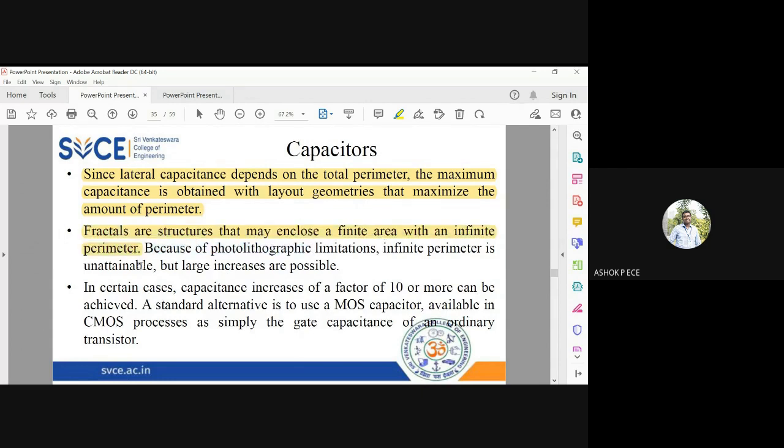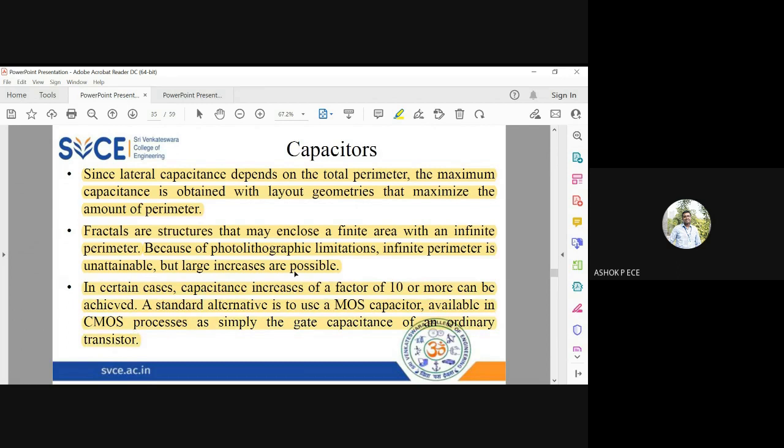Fractal antennas are very popular now. For fractals, the area is finite and the perimeter is infinite. Fabrication technology allows fabrication of fractals. So if you use fractal based capacitors, I can definitely go for structures which will have very large lateral capacitance. If I use that, I can increase the capacitance value by 10 times. So I can fabricate high value capacitance also.